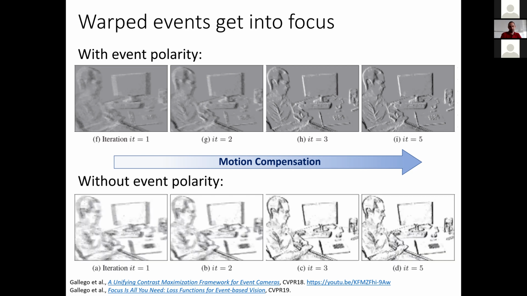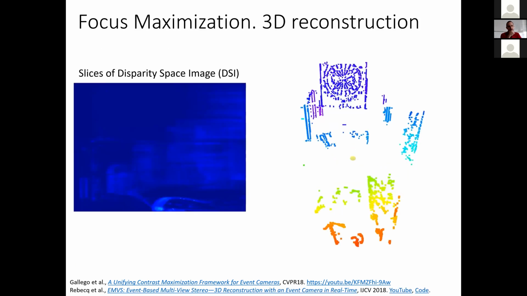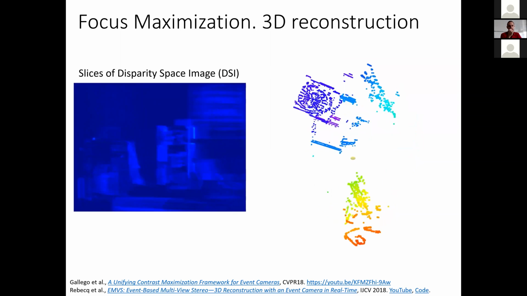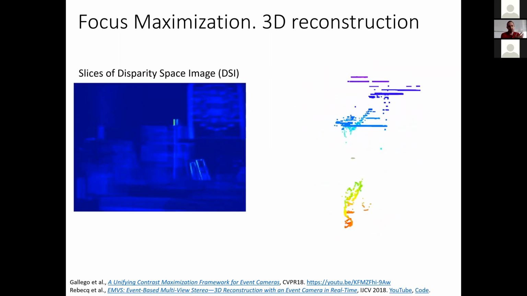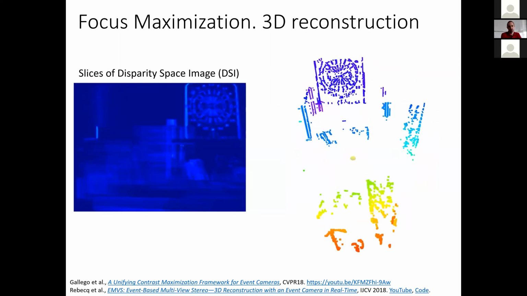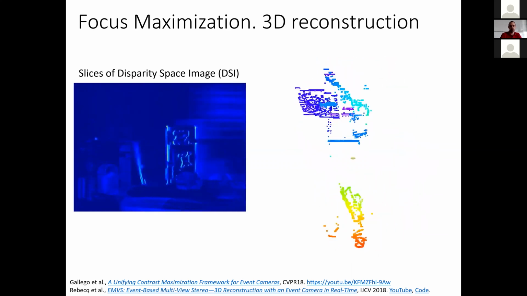And this is with polarity, and it also works without polarity. So in the case of how to apply this to 3D reconstruction, this focus maximization idea has obvious connections with shape from focus in images.